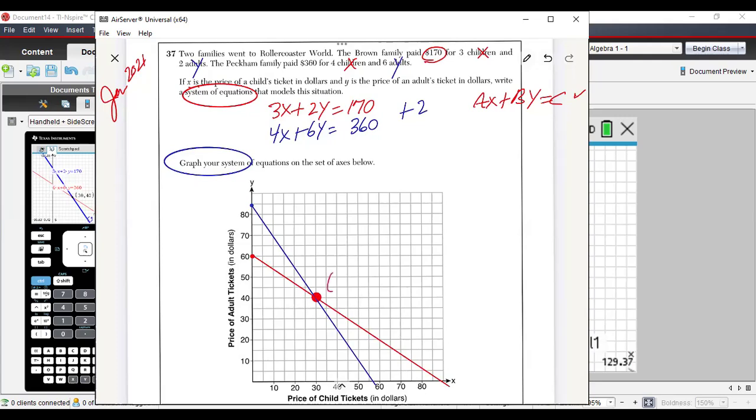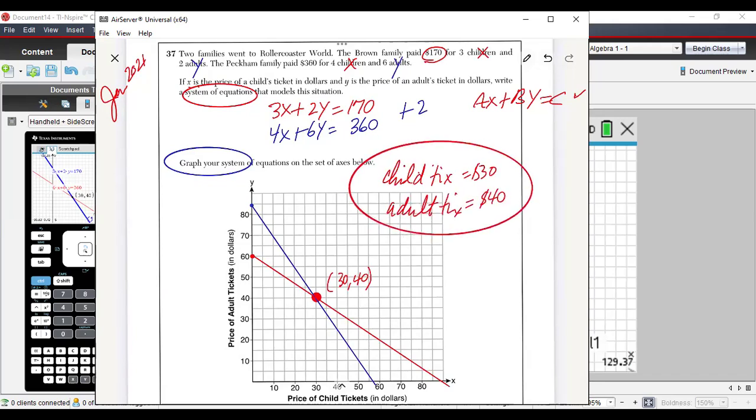And we would write 30, 40. So children's tickets, it's $30. Adult tickets, $40. That's it. This is 2 points. This is 2 points. And then they might have some other question. I don't remember, but the most important thing is coming up with the equation.